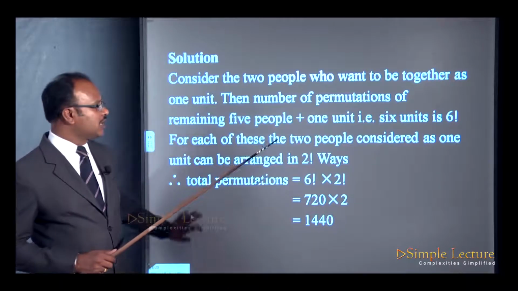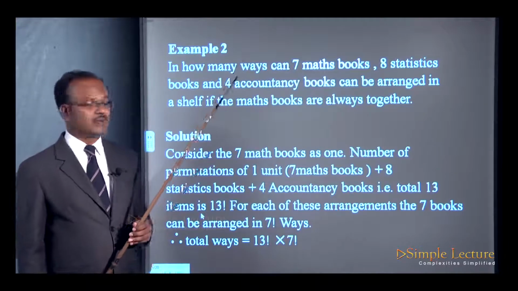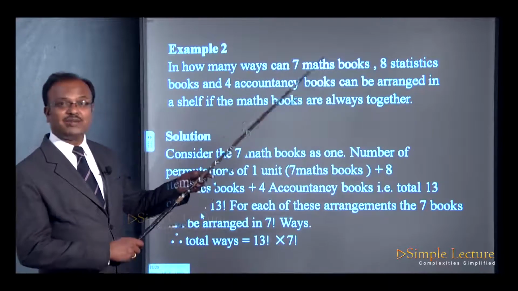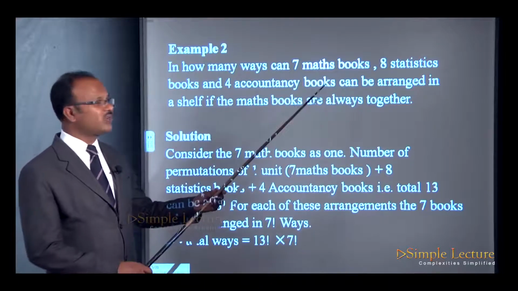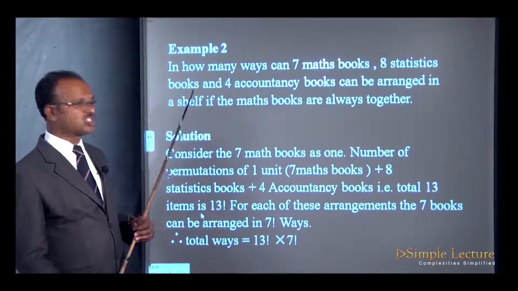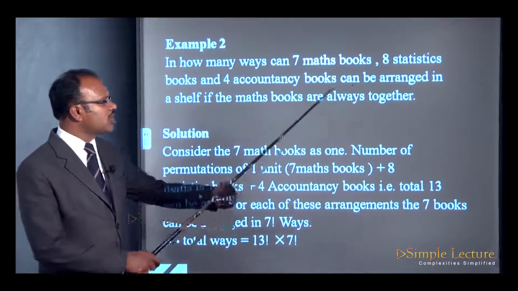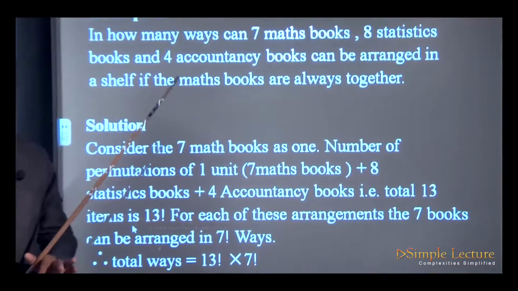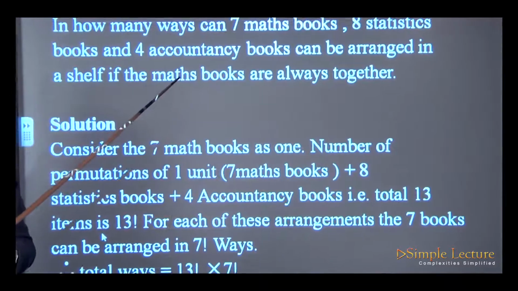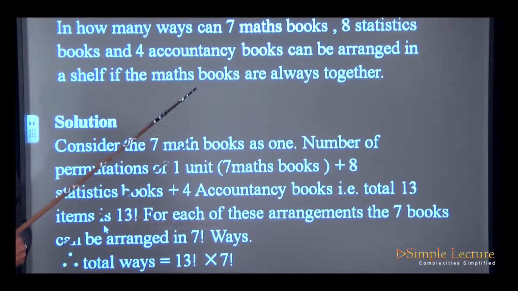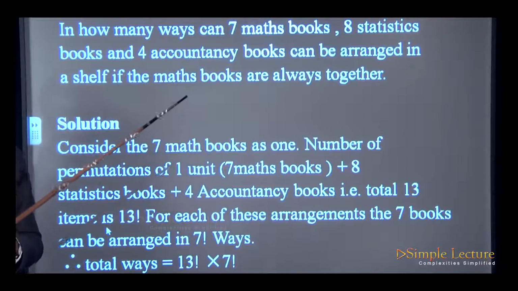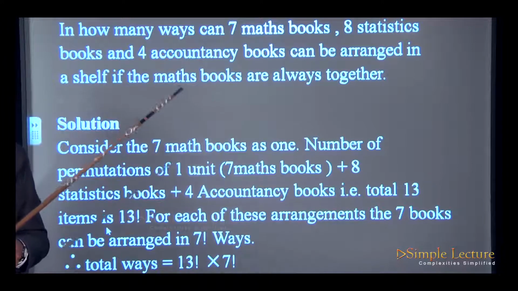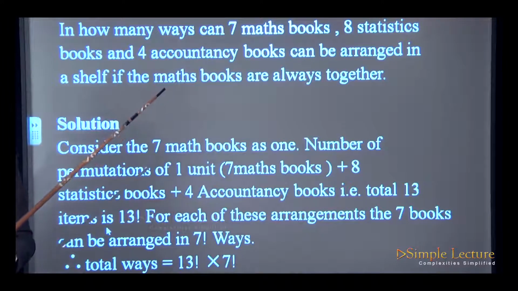Got it? Now, the second example: how many ways can 7 maths books, 8 statistics books and 4 accountancy books be arranged in a shelf if the maths books are always together? Now, maths books should be always together, whereas the other stats and accountancy books need not be together, they can get shuffled, but maths books should always be together. I hope you would have got it by now, because one example we have already done. So, the second example you would have automatically got an idea, right?